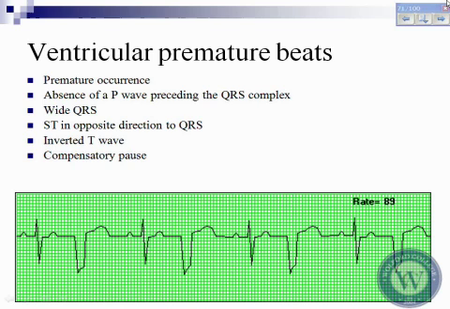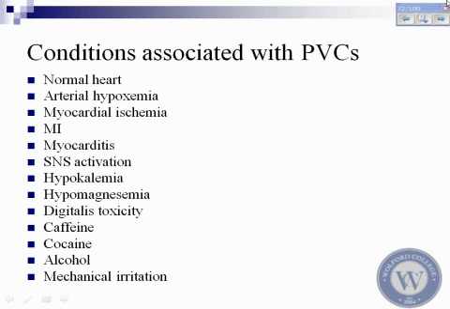You have a compensatory pause. And some of these PVCs are non-conducting. What they mean by non-conducting is that they don't have any pulse with it. So you take a pulse, your pulse oximeter will say heart rate's 30, and your EKG will say 60. That means you're in a 2-to-1 block, okay, and you're having a situation where the PVCs are non-conducting. Conditions associated with PVCs, you can actually have somebody who's normal.